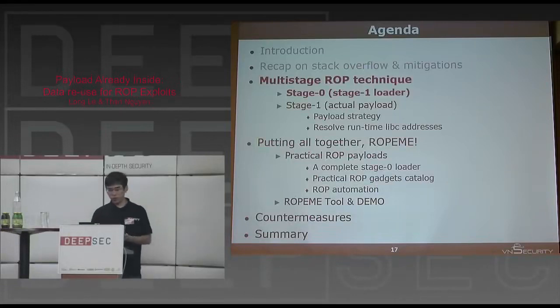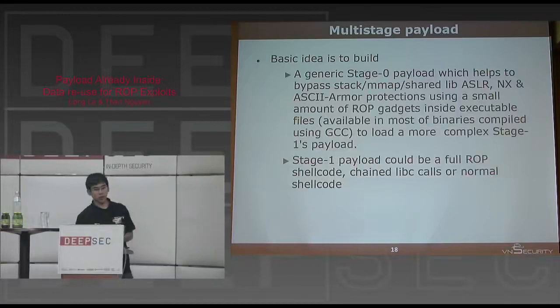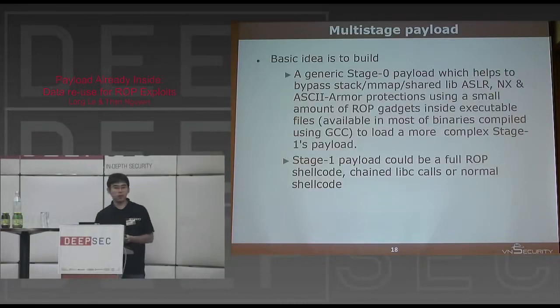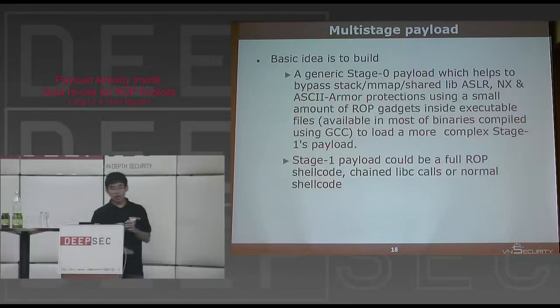Now I will move on to the next one, which is the combination techniques, where we try to bypass some of those protections. The basic idea is to build a generic stage zero payload that can help bypass stack and memory mapping randomization, NX, and ASCII armor protection, using a minimum number of ROP gadgets inside the binary.